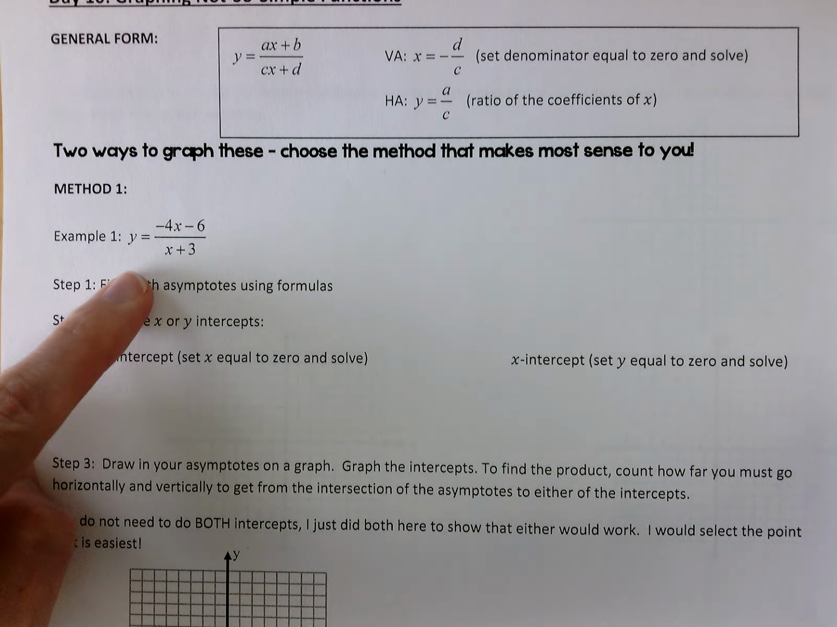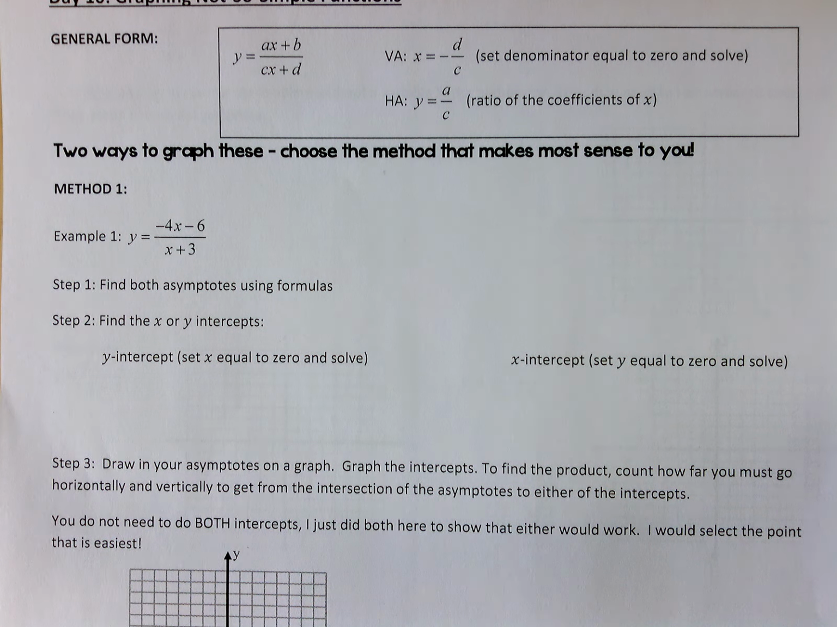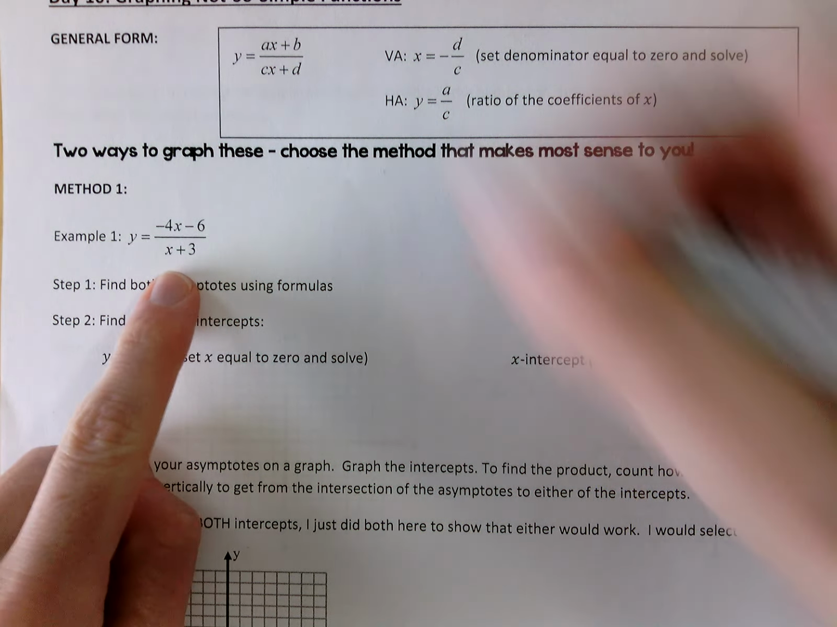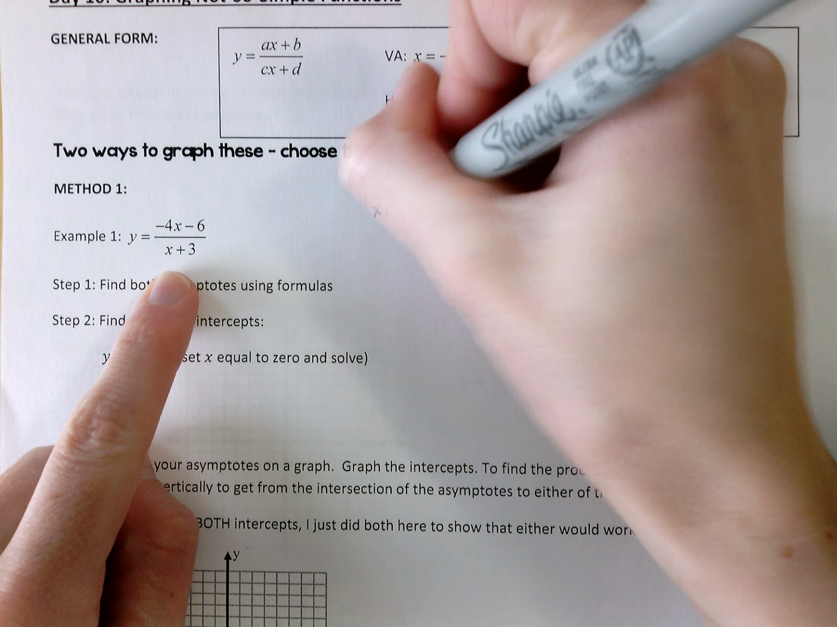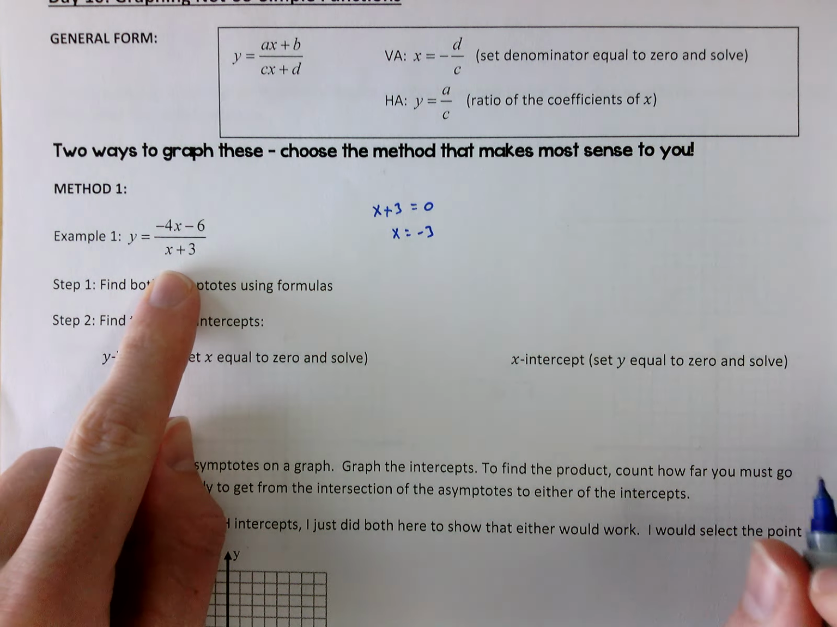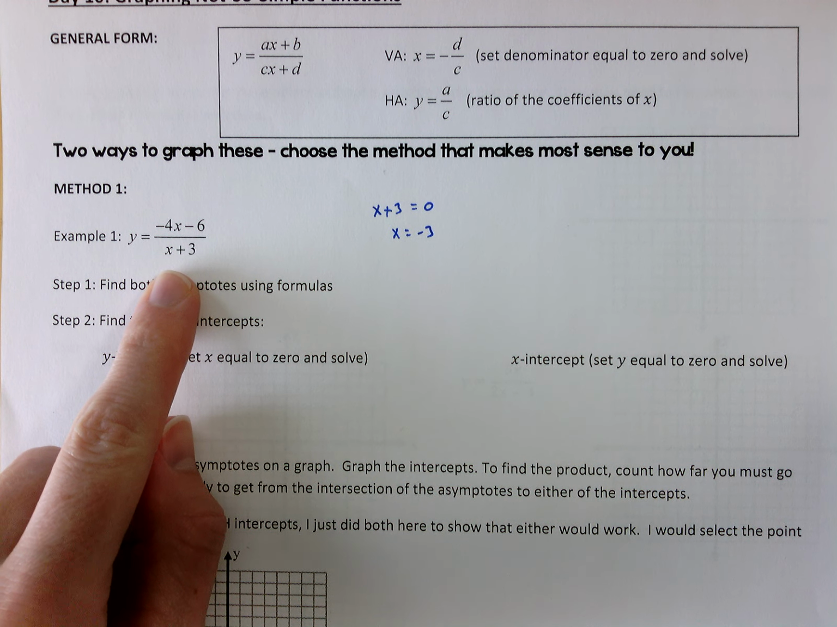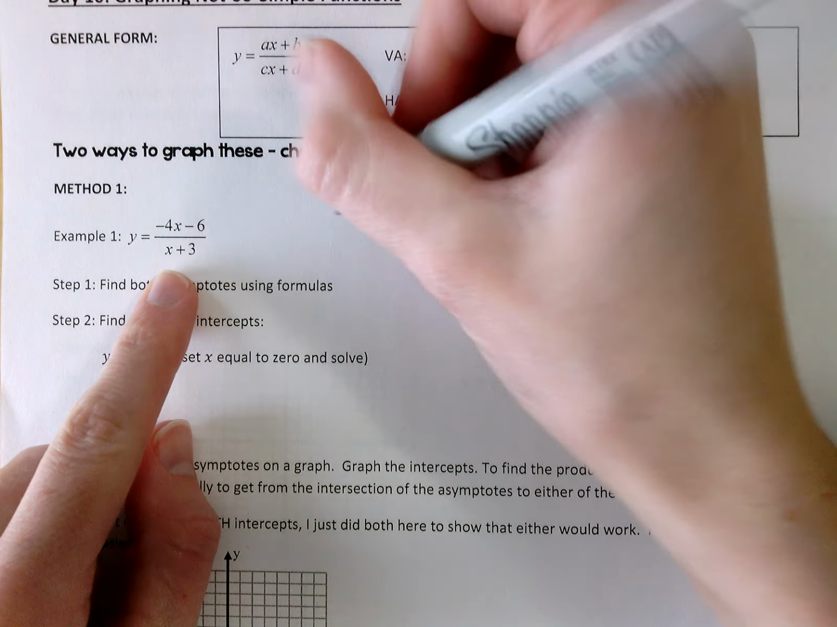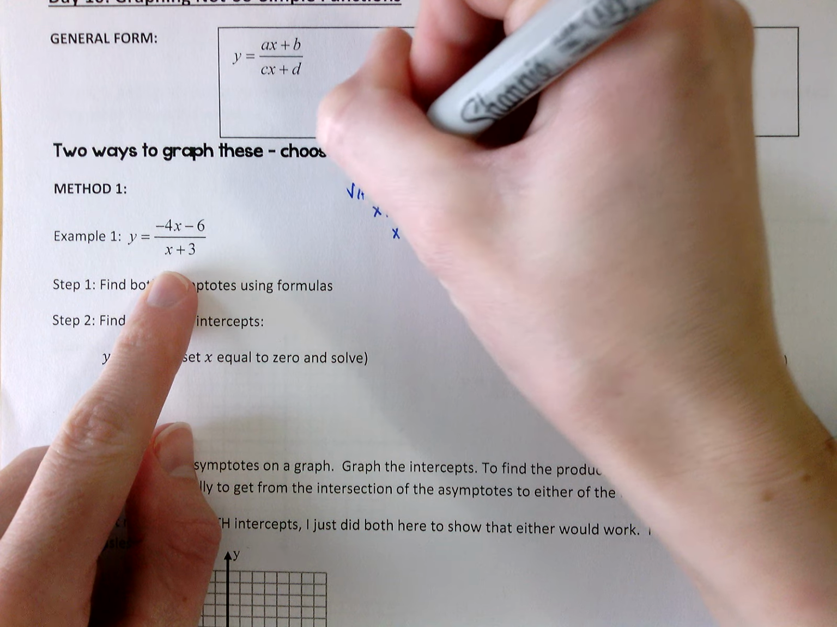Okay, so let's jump down here and do that example. So for this particular one, our denominator is x plus 3. So if I set that equal to 0 and solve, x equals negative 3, right? That is my vertical asymptote. So vertical asymptote, there it is.